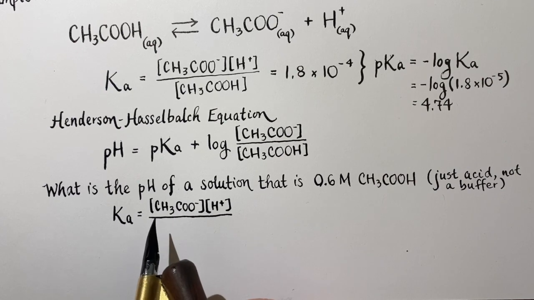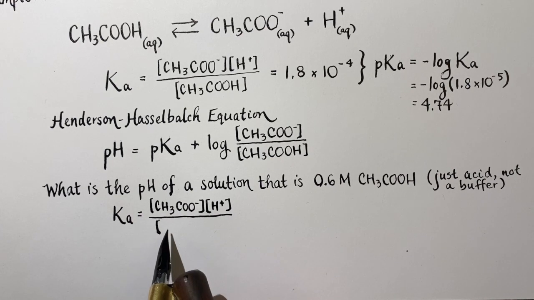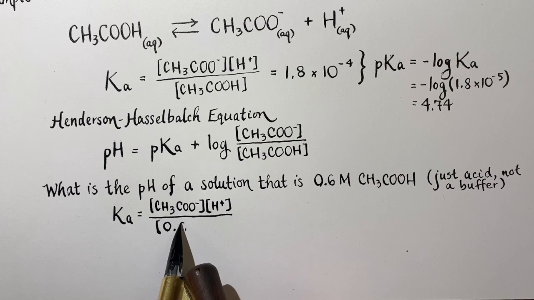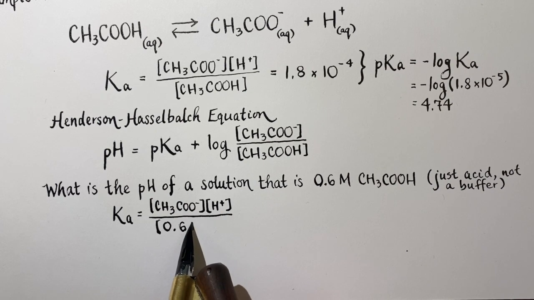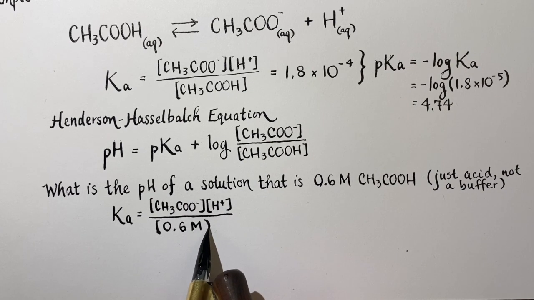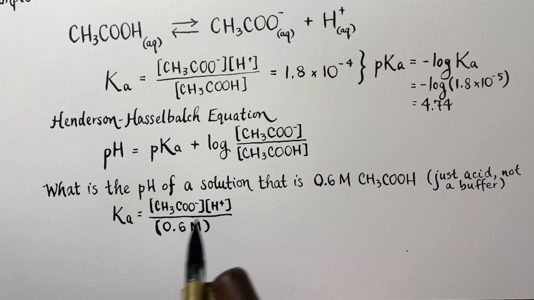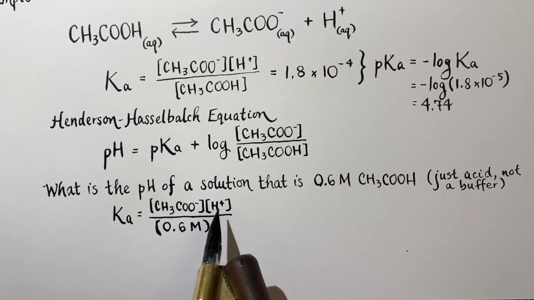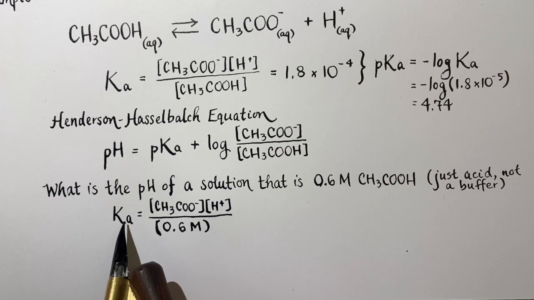And this will be over the concentration of acid, which I meant to actually put in parentheses. Here's our concentration that's known, our 0.6 molar down here. But remember, these two are equal to each other, and this is known.